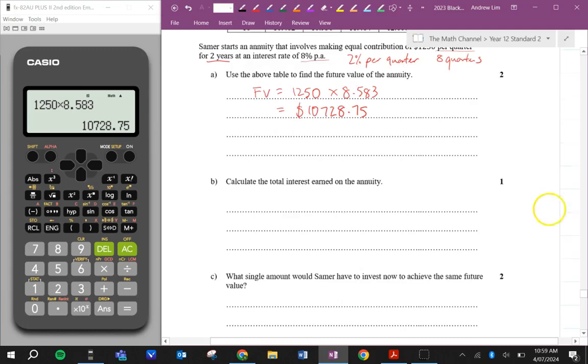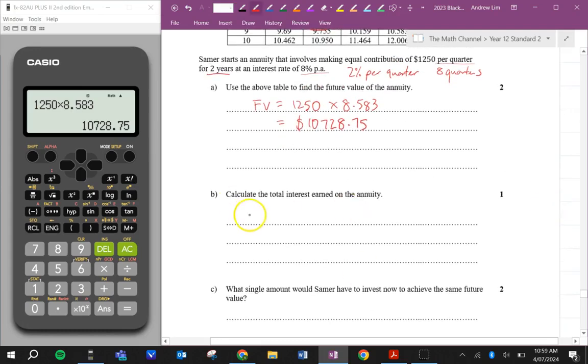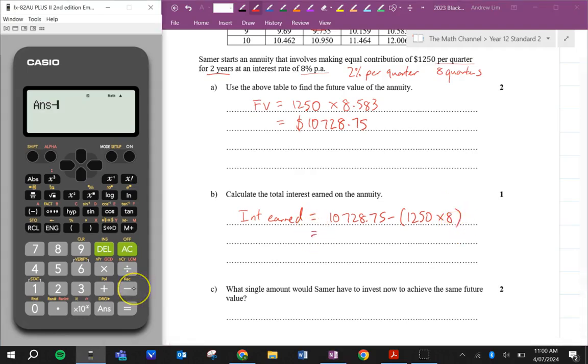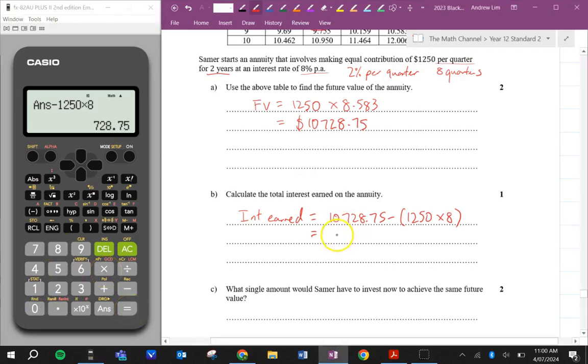Calculate the total interest earned on the annuity. Well, if you're paying $1,250 per quarter, then the interest earned is your future value minus how much you put in altogether. Well, you put in $1,250 per quarter for 8 quarters. That's how much of your own money you put in. So we're going to minus the $1,250 times 8. That gives $728.75.